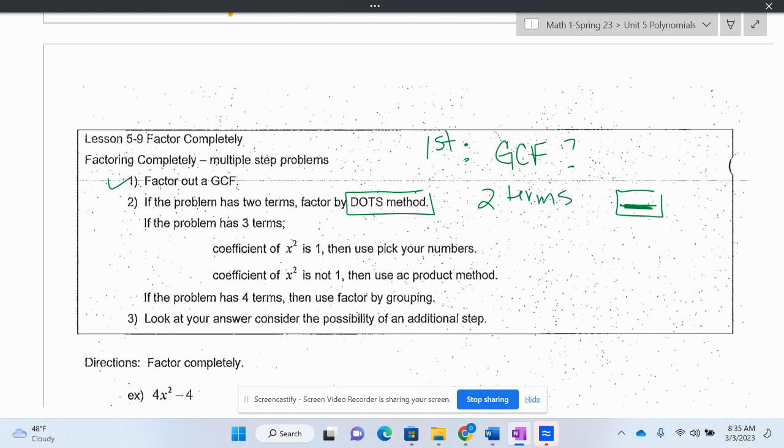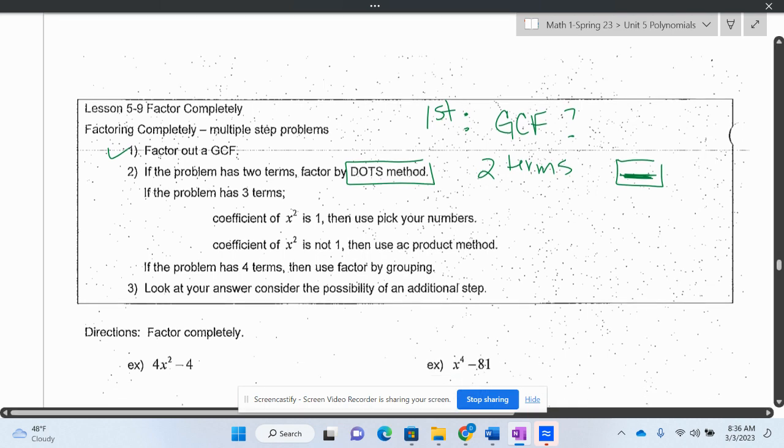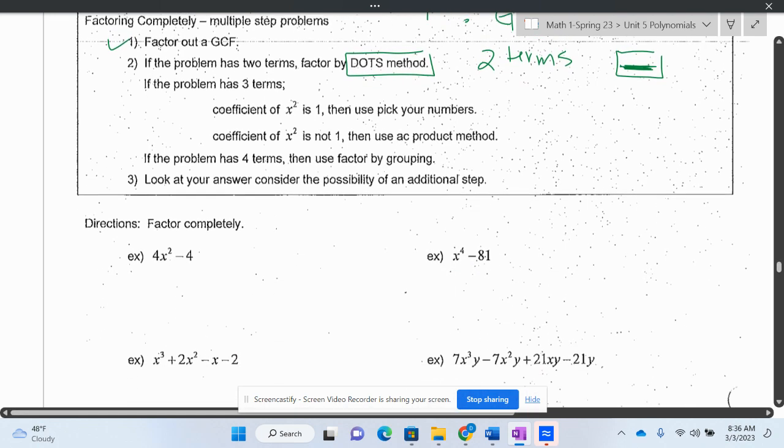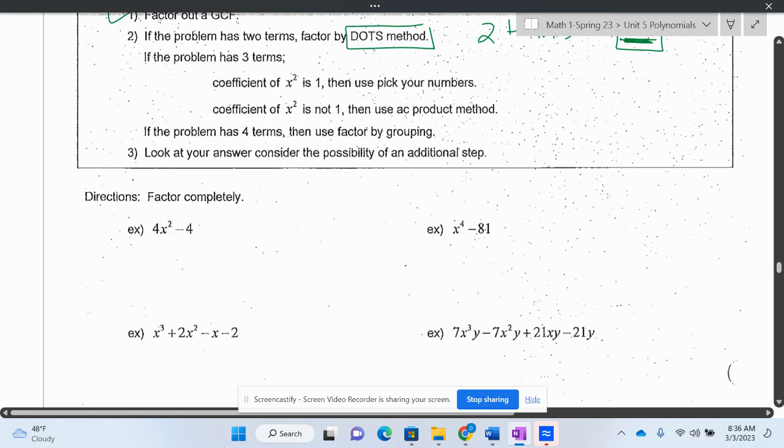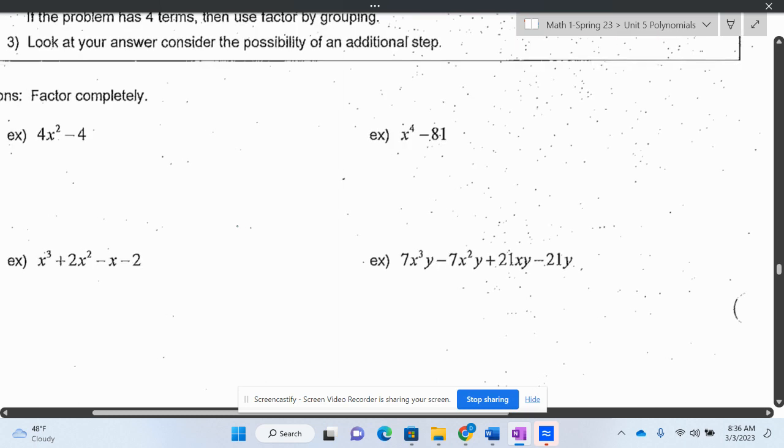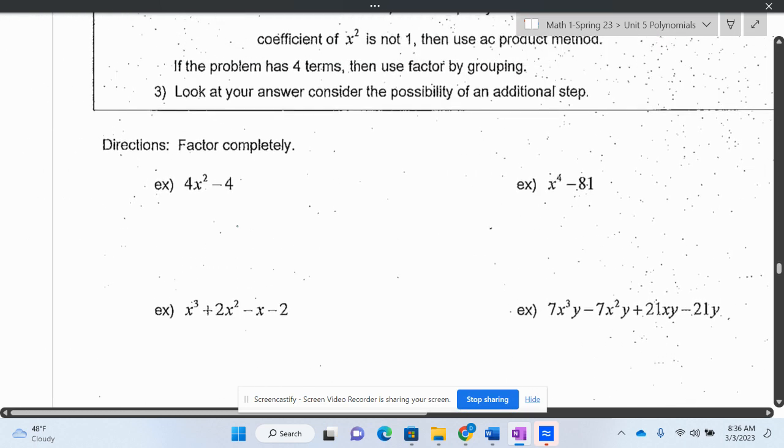If you have three terms, look at the first number. Is a 1 or is a greater than 1? Four terms, we automatically factor by grouping. So we're going to do each problem nice and slow, and we're going to write out what we're looking for. So number 1, do you see a GCF?